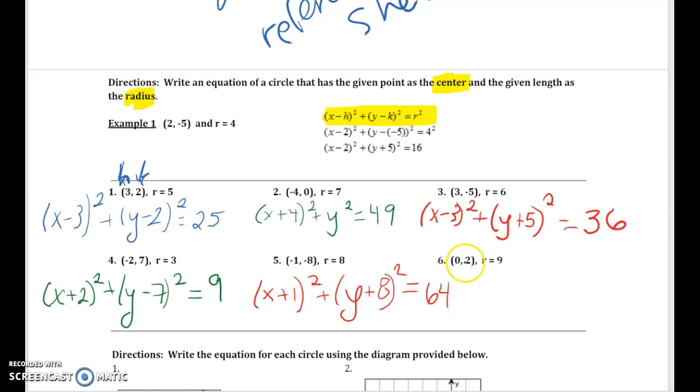Our last example, we'll have x minus 0, well that's just x squared, plus y minus 2 squared equals our radius squared. 9 squared is 81. So if we're given the center and the radius, we can substitute into our form and get the equation for a circle.